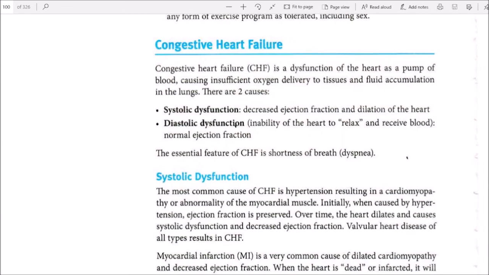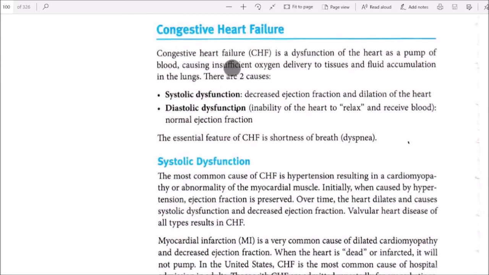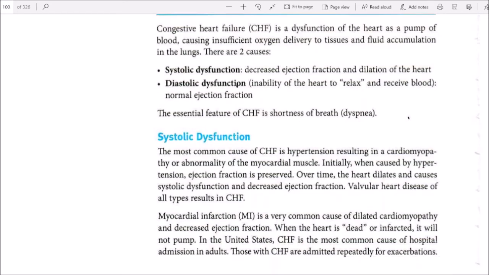Congestive heart failure. Congestive heart failure (CHF) is the dysfunction of the heart as a pump of blood, causing insufficient oxygen delivery to tissues and fluid accumulation in the lungs. There are two causes: systolic dysfunction, decreased ejection fraction and dilatation of the heart; and diastolic dysfunction, inability of the heart to relax and receive blood, with normal ejection fraction. The essential feature of CHF is shortness of breath, dyspnea.